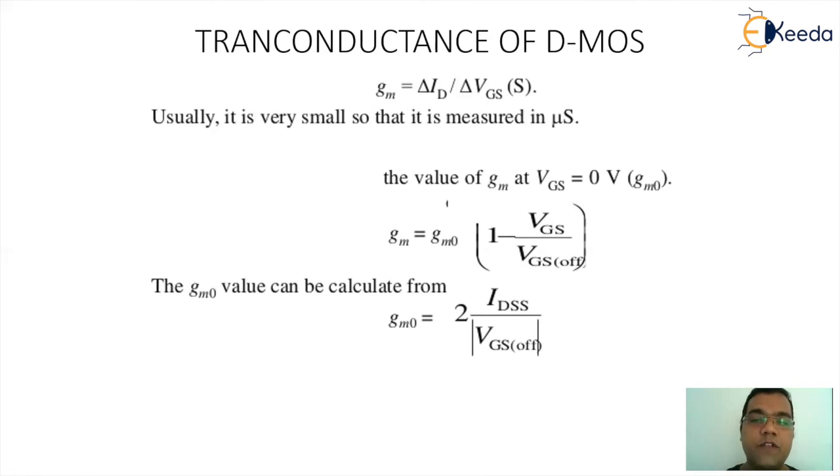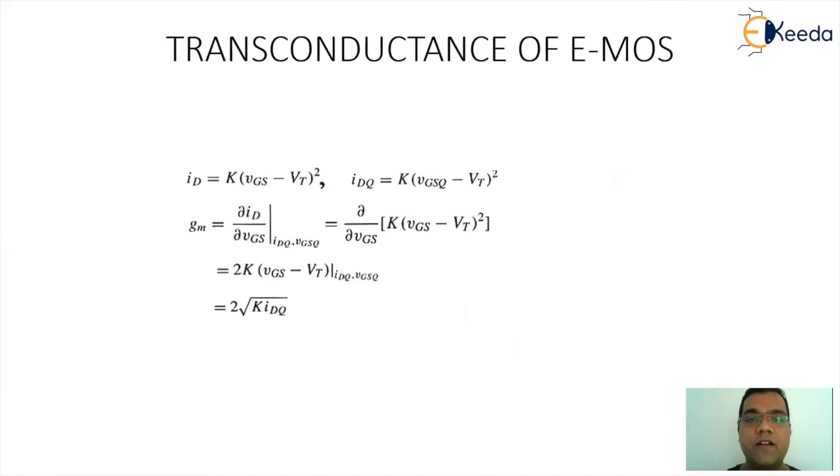Now the equation is GM equals GMO times bracket 1 minus VGS by VGS off. The VGS off is also denoted as VP. This is for the depletion type MOSFET. For the calculation of GMO, the value is twice IDSS by mod of VGS off, or twice IDSS by mod of VP. When we go to the E-MOSFET, we have a slight variation in the equation. The equation we used for the drain current was ID equals K times VGS minus VT the whole square, where K is a constant that includes half W by L mu Cox.